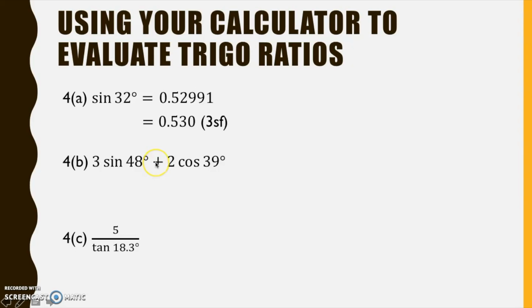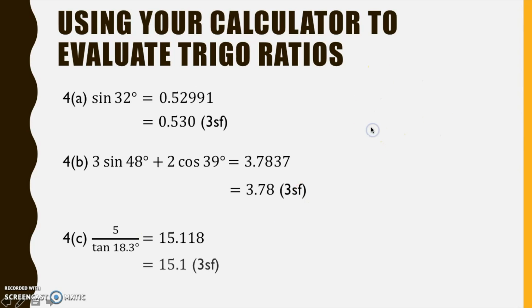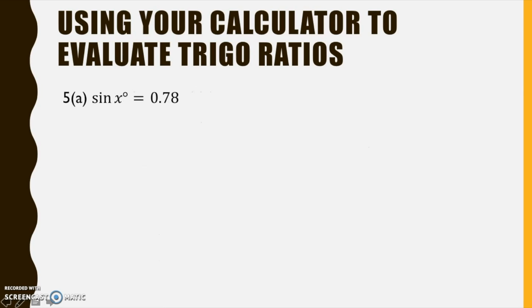Same thing for this particular question. How do you calculate it? You just simply press 3 sine 48 plus 2 cosine 39 degrees. You will get 37.837. 5SF first, then you change to 3SF. Always give the intermediate, then you give the final. Similarly, go and key this into the calculator. You will get 15.118, which is equal to 15.1 to 3SF. So it's not hard to use your calculator to actually calculate and evaluate trigo ratios.